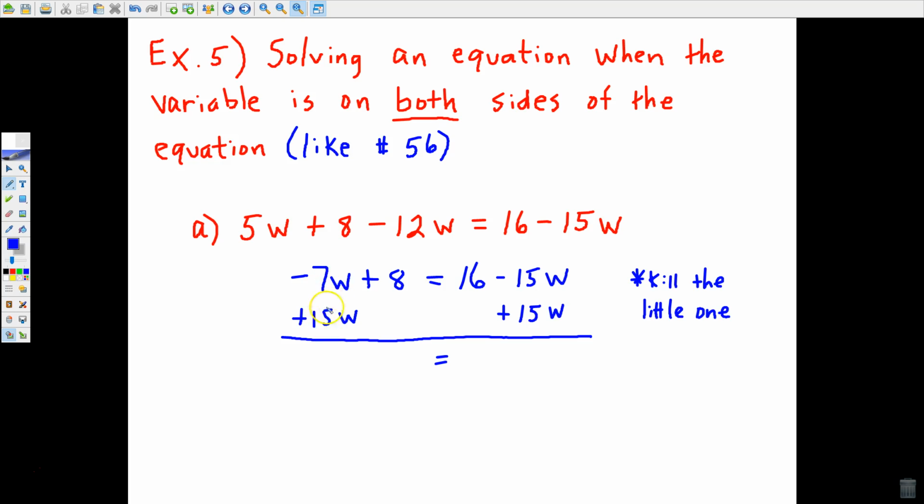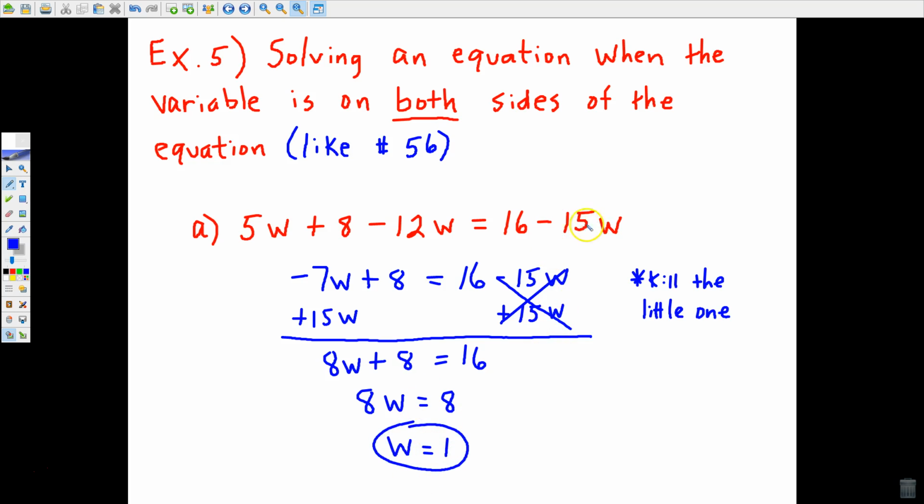So now let's combine like terms. Negative 7 plus 15 is 8W. Bring down plus 8. Over on the right side, I'm going to bring down 16. And then, of course, this is additive inverse. These are going to cancel each other. All right, and now I'm going to solve for W. We're back to what we were doing before. I'm going to undo addition first. And then I'm going to undo multiplication with division.